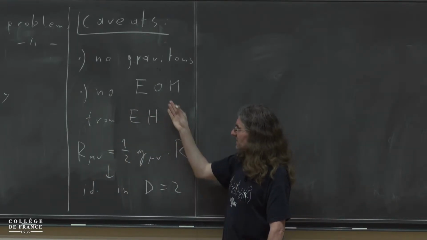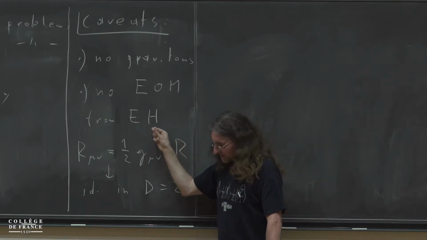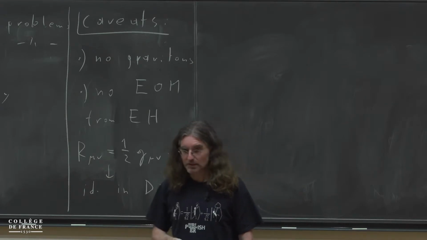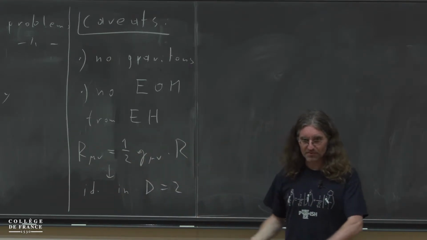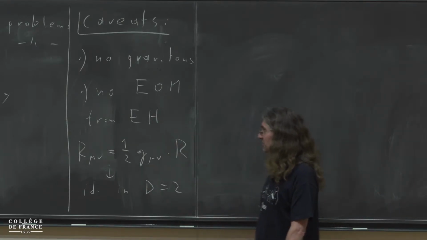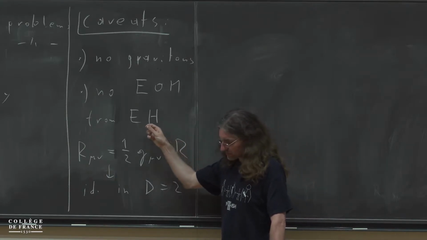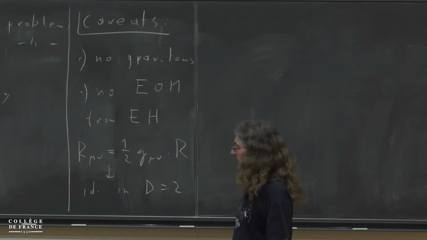There are different ways to see this. You can also just look at the Einstein-Hilbert action and realize that in 2 dimensions it's a total derivative term. So it's the kind of term that you would drop when you derive equations of motion. So there are no equations of motion from Einstein-Hilbert. So that just means you have to consider a different theory than Einstein-Hilbert. That's the second caveat.